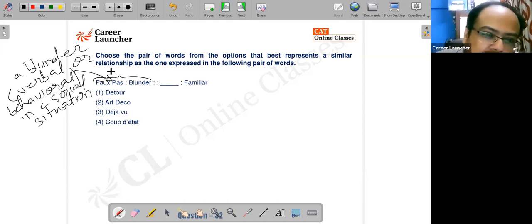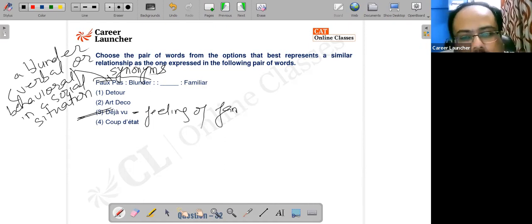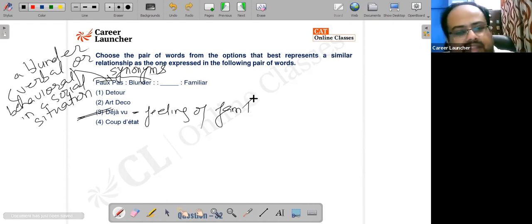So now I'm looking for a pair of words that mean the same thing. So this is a pair of synonyms. I'm looking for an answer option which refers to something that is familiar or familiarity. The answer is option 3, deja vu. What does this mean? This refers to a feeling of familiarity.